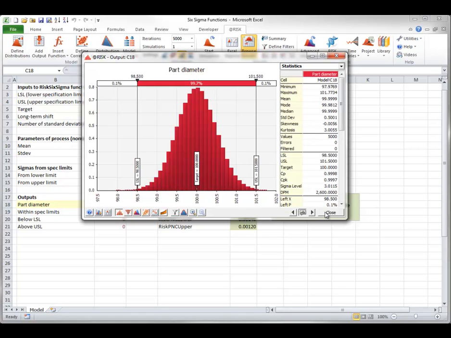Keep in mind, however, that the given LSL, target, and USL are fixed. They are engineering specifications for this part. However, if the company's process mean is off target and/or its standard deviation is larger, the picture won't be nearly this nice.